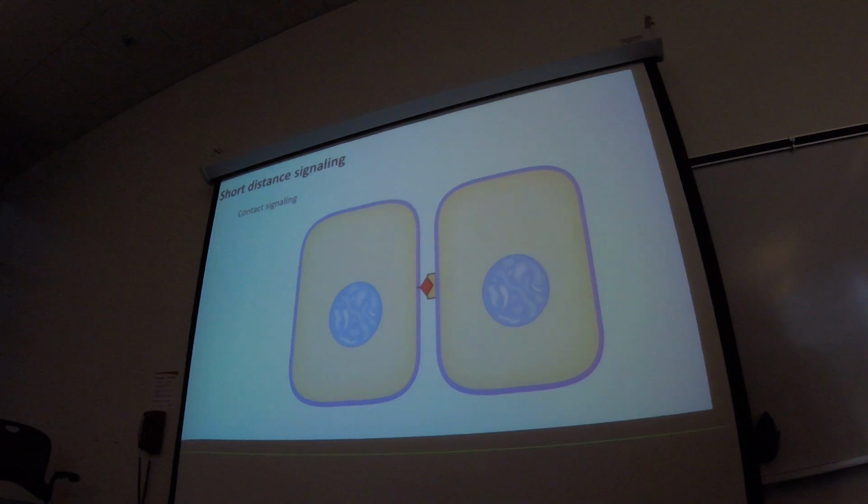Now, next one we have is contact signaling. This is pretty much used in developmental systems or immune systems, and the idea is that ligands are on the surface of a cell, and it comes in contact with another surface of a cell, and they come together, ligand and protein, just like this, and this creates a signal. And so immune cells will do this all the time.